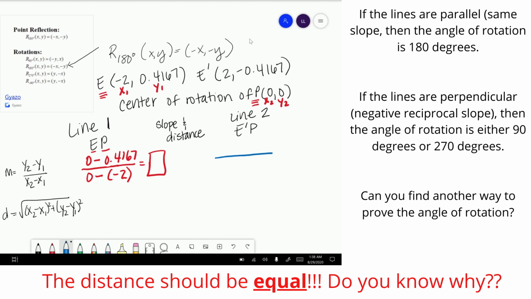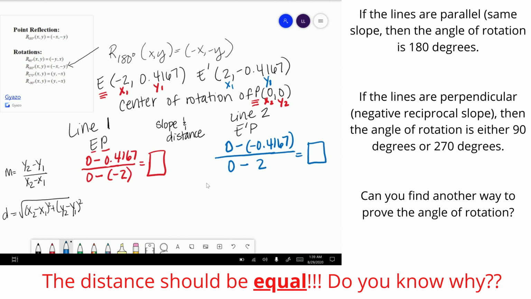All right, then over here, we're going to do the same thing. Let's label our points, this time in blue. We're going to call this X1 for the second line and Y1 for the second line. All right, let's set it up. Y2 minus a negative 0.4167, and 0 minus 2. And then you're going to find that slope there.